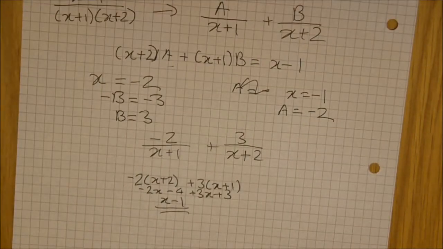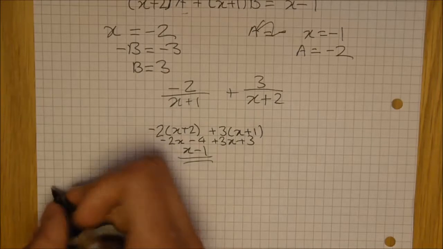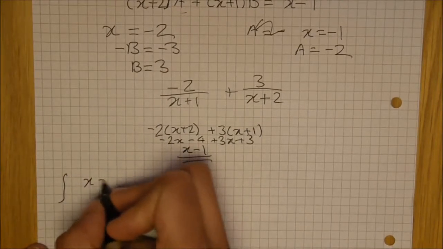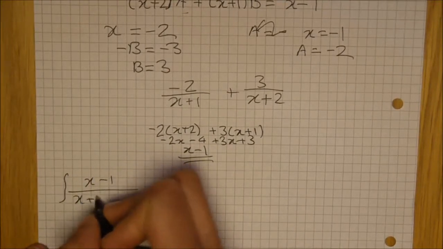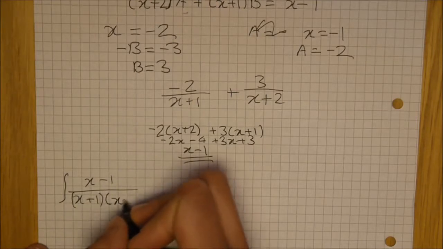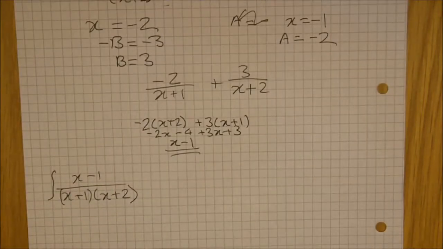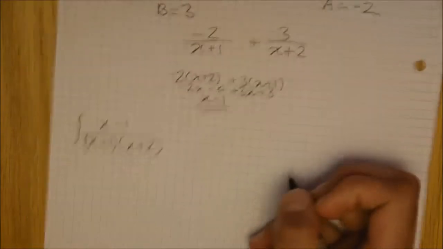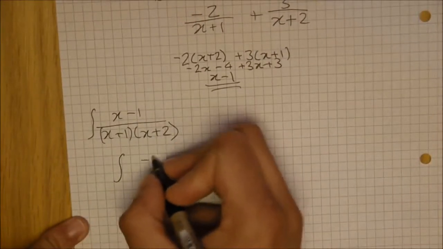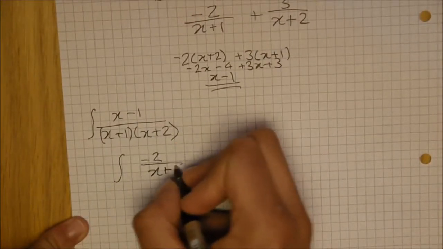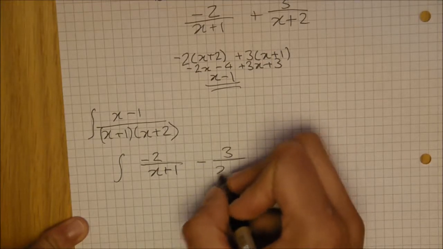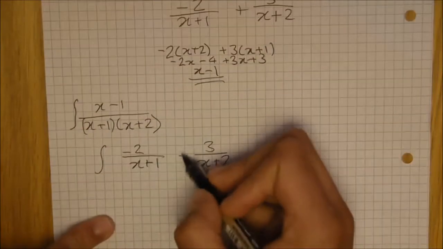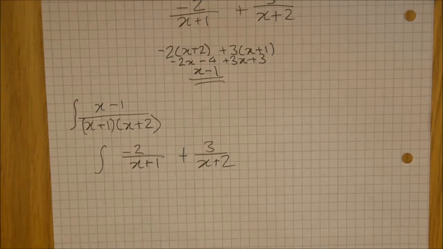So, now that we've done that, I'm just going to teach you one last thing on this video, and that is simply how to integrate a partial fraction. So say what they wanted us to do was integrate x minus 1 over (x plus 1)(x plus 2). And obviously you can't do that, but now we split it into partial fractions, we can. So what we will do is we will integrate minus 2 over x plus 1 plus 3 over x plus 2.